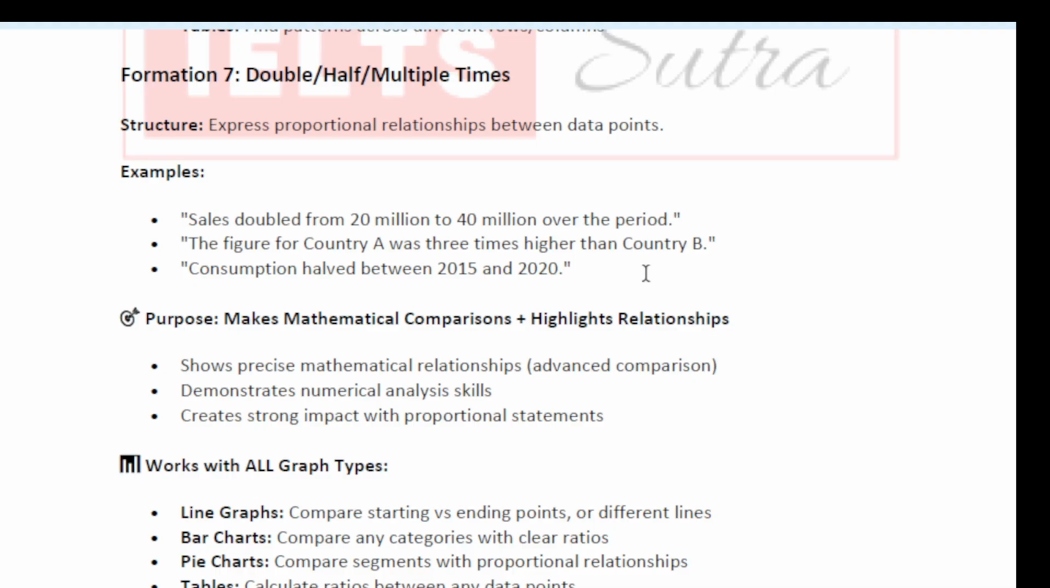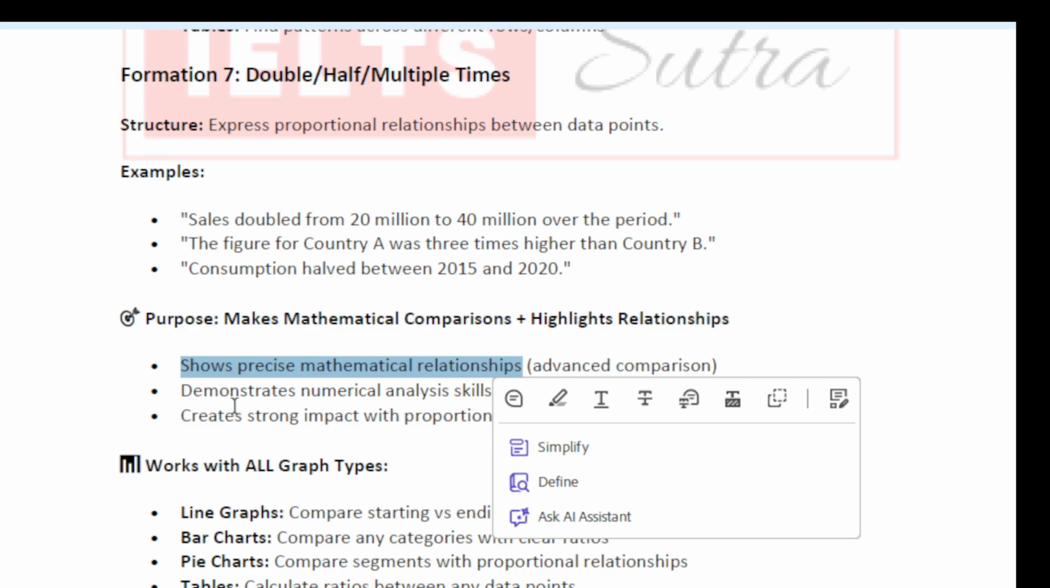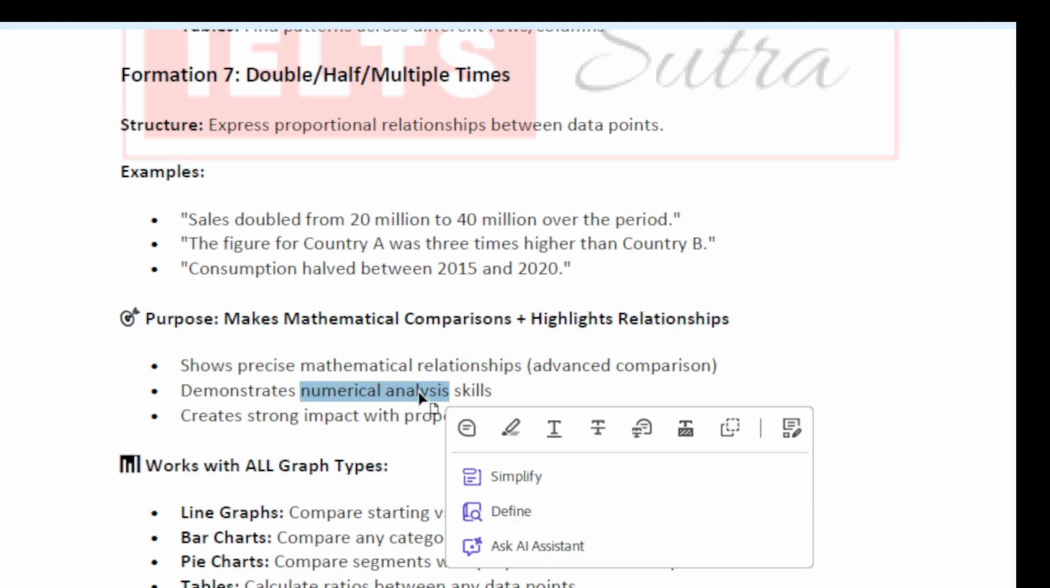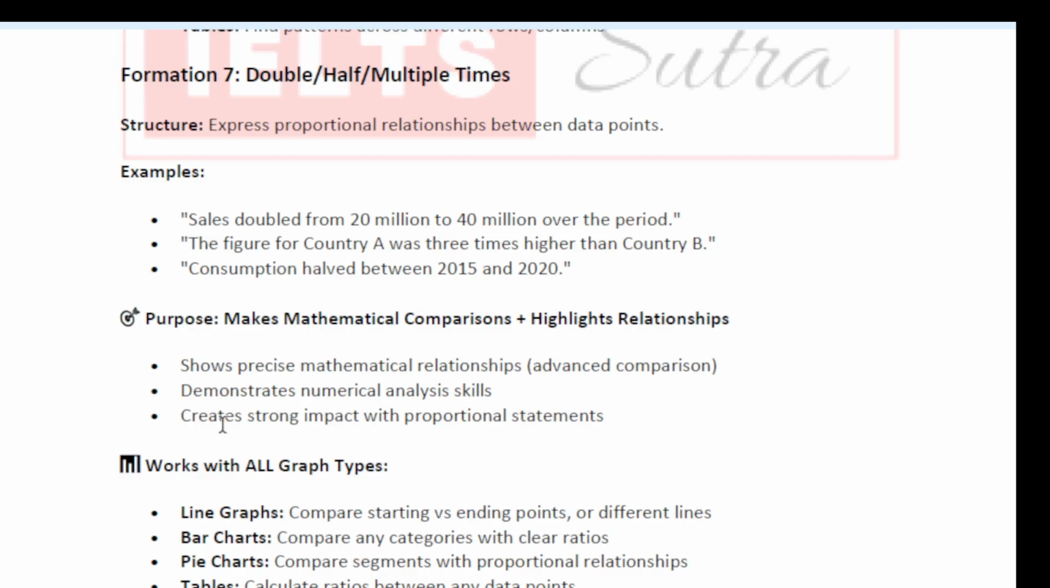Obviously, comparison is one of the three major requirements: summarize the data, mention key features, and make comparisons. These are the three main requirements, and we are fulfilling the comparison part by using this formation. It helps you to show the precise mathematical relationship. It demonstrates numerical analysis skills, and also helps you to create a strong impact on the proportional statements as well.